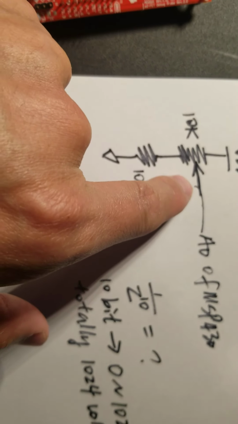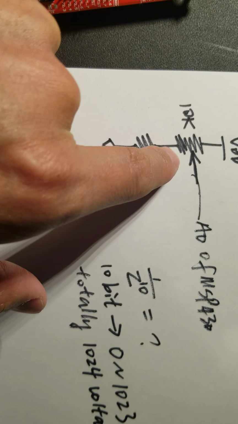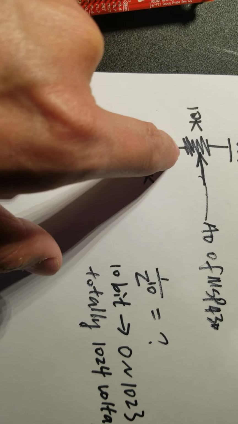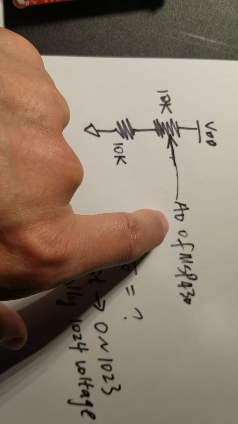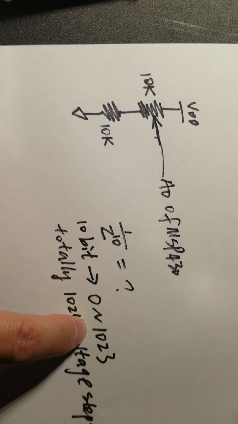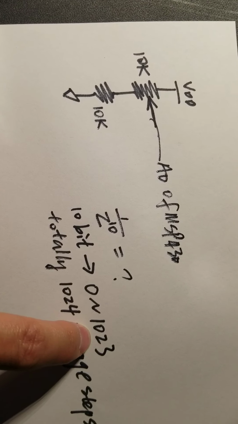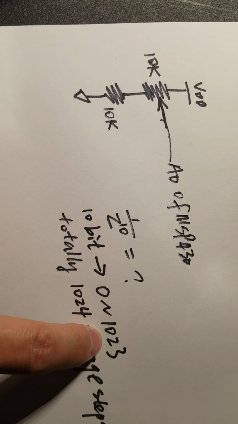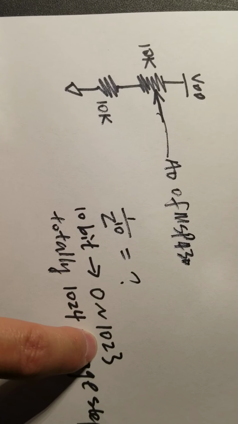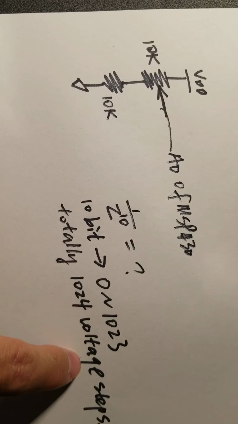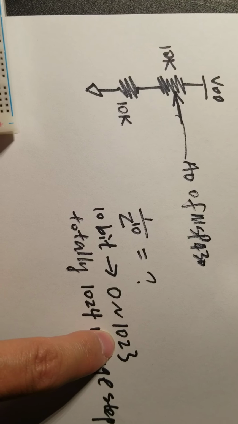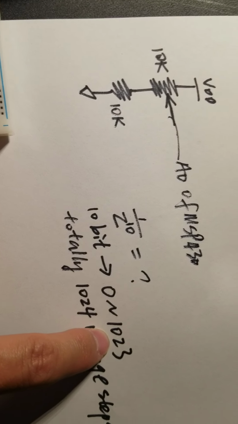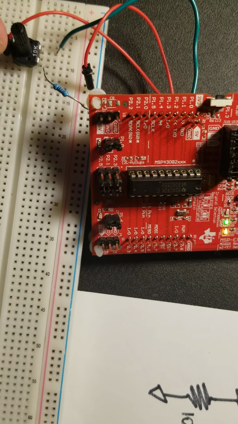And if I twist the wiper to here, okay, which means half of the VDD is being sent to A0, right? So you can imagine that the reading will be probably 511, 512, but actually in the real world, it won't be that accurate. There will be some residual resistance, so it's going to be something a little bit higher than 511, okay?